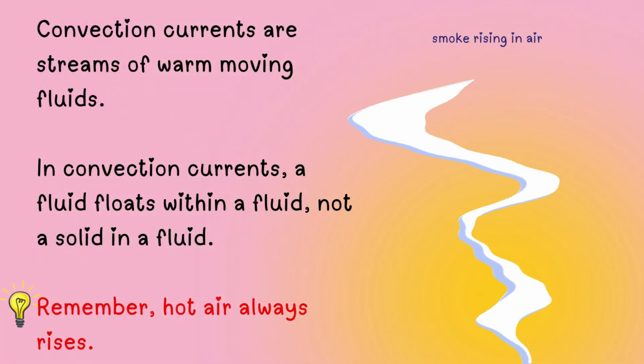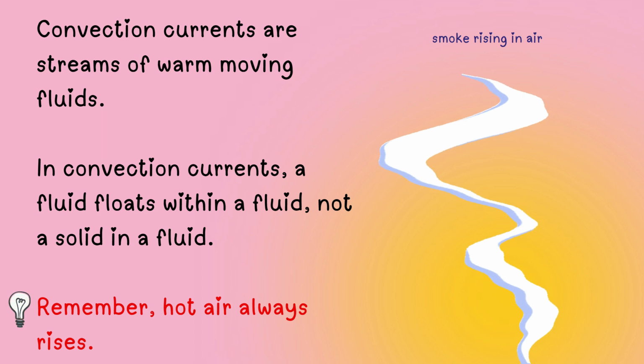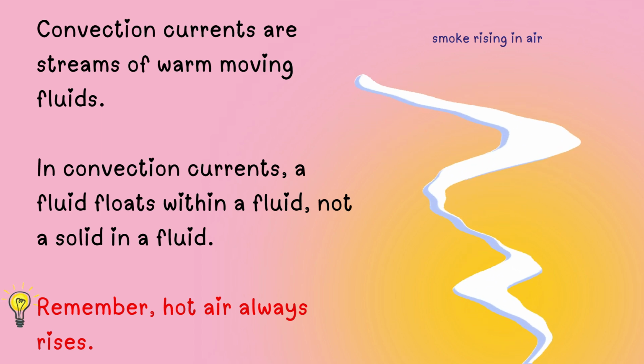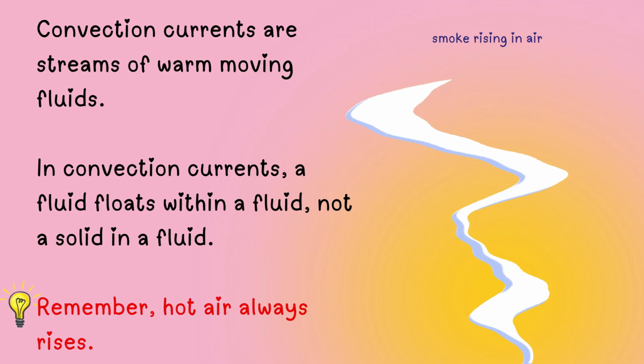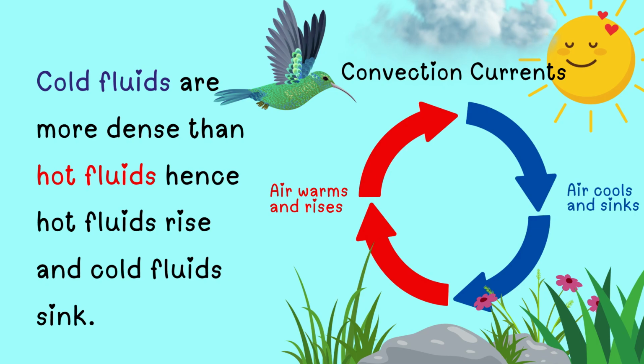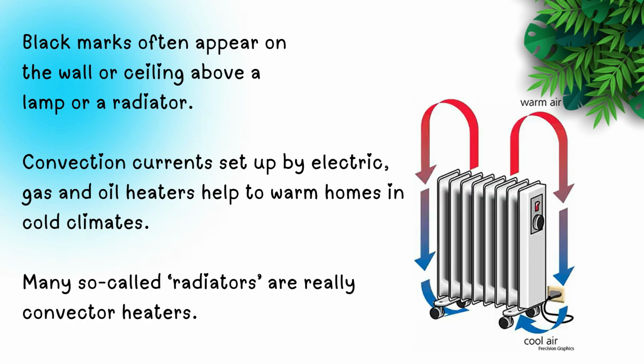Convection currents are streams of warm moving fluids. In convection currents, a fluid floats within a fluid, not a solid in a fluid. Remember, hot air always rises. Cold fluids are more dense than hot fluids. Hence, hot fluids rise and cold fluids sink. Black marks often appear on the wall or ceiling above a lamp or radiator. Convection currents set up by electric, gas, and oil heaters help to warm homes in cold climates. Many so-called radiators are really convector heaters.